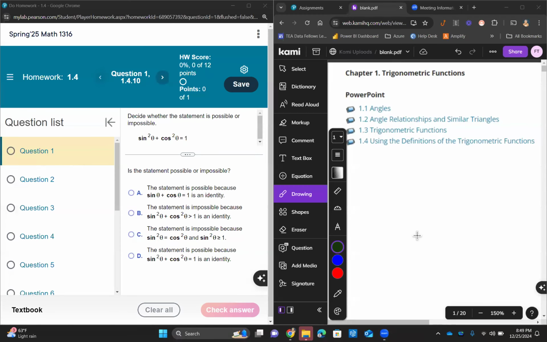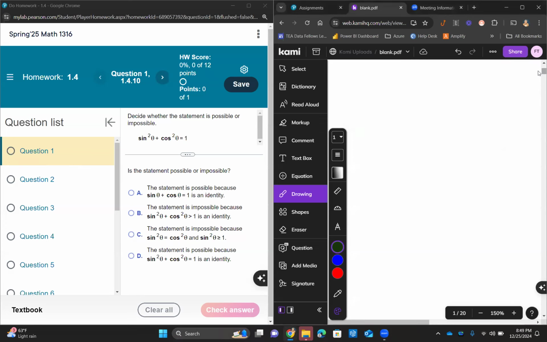Section 1.4 is called Using the Definitions of Trigonometric Functions. And we're going to again use the quotient identity, Pythagorean identity, and so on. So the first question here is, decide whether this statement is possible or impossible.